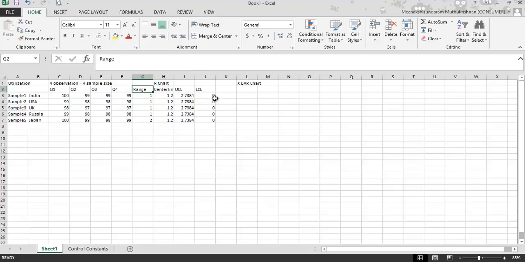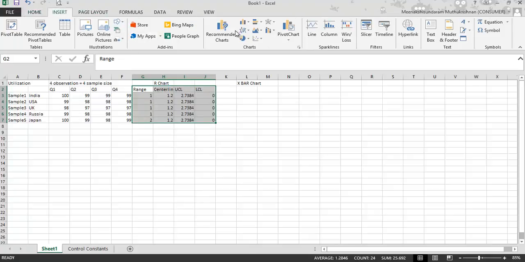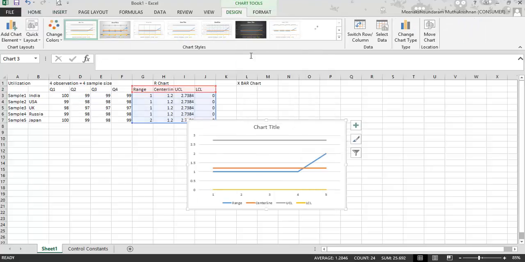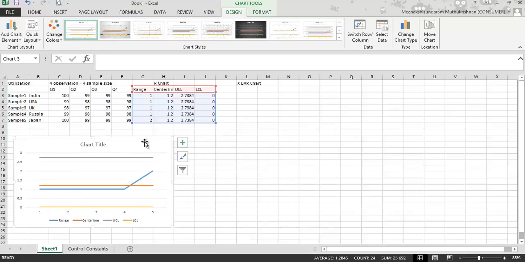Okay, so let us try to create a chart now for the Xbar R chart. We have 2 charts, and with this data itself we can find out how the R chart looks. So now just use the range which we have calculated along with the central line, UCL and LCL. Just select all the data and go to Insert and use the line chart. The 2D line chart is enough. Yeah, so now we see that this is the R chart.